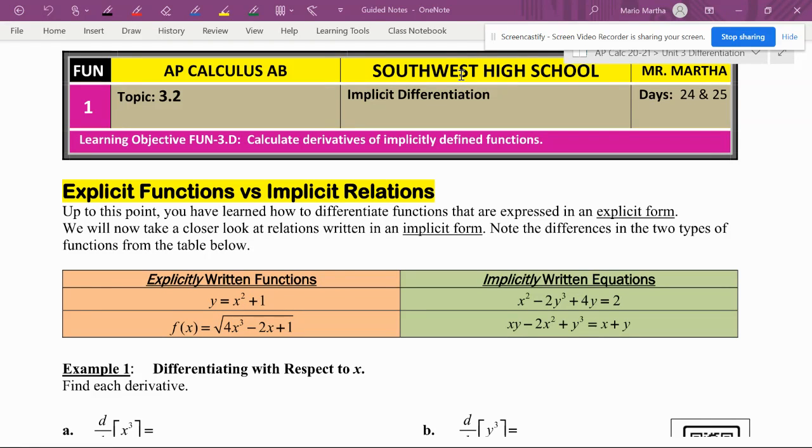Welcome back to Calculus AB. Today's topic, 3.2, implicit differentiation.